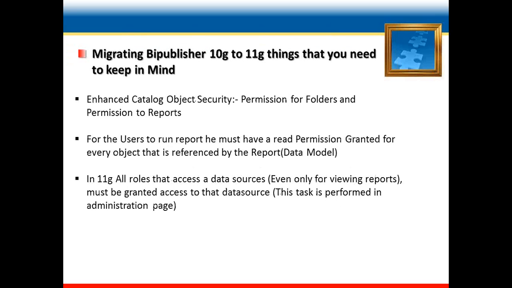Now, migrating BI Publisher from 10G to OBI 11G, the things that you need to keep in mind. So here, enhanced catalog object security, and you need to give permissions for folders and permissions to the reports, when migrating BI Publisher from 10G to 11G.